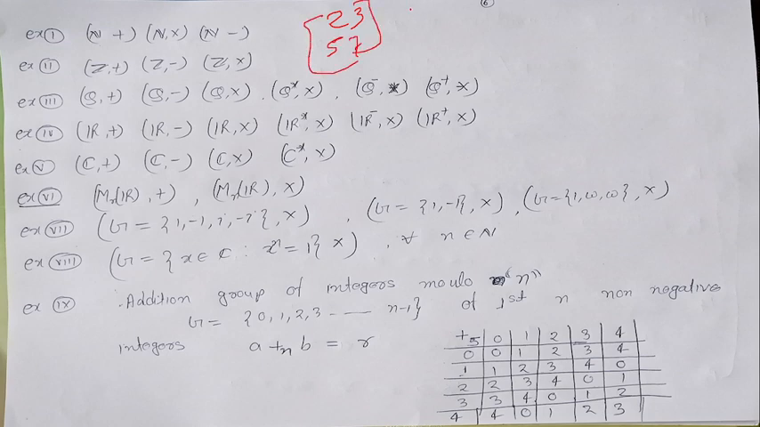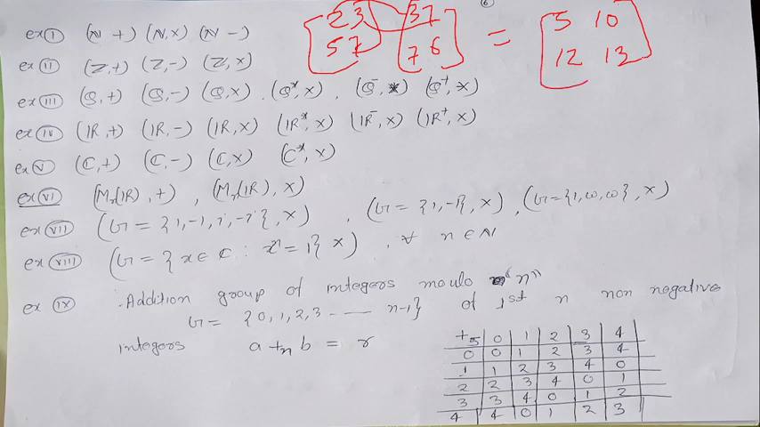If you add two matrices in a similar fashion, with component-wise addition, 2 plus 3 equals 5, 7 plus 3 equals 10, 5 plus 7 is 12, and 7 plus 6 is 13. So this is once again a matrix, so this follows the closure property. Second, since this operation is component-wise addition, this also holds the associative property.